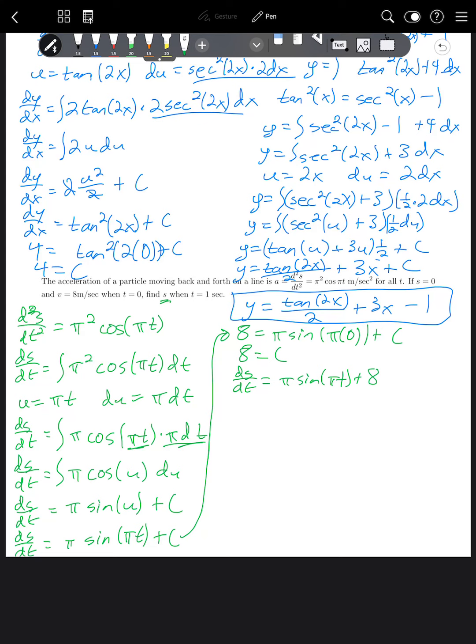Okay, and so now we're trying to find s, so we need to do the antiderivative. We need to do the indefinite integral again. So s is going to equal the indefinite integral of pi sine of pi t plus 8 dt. Okay. So once again, it's going to make sense to let u be pi t. So du is pi.